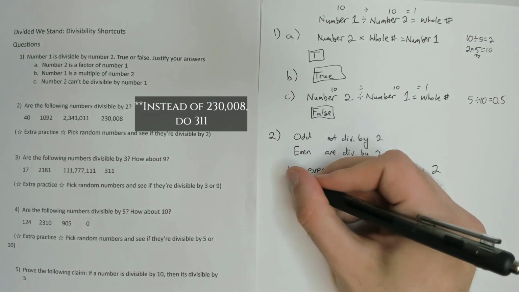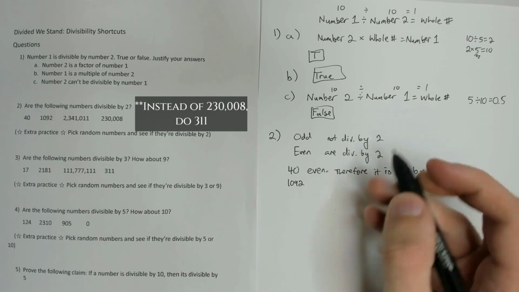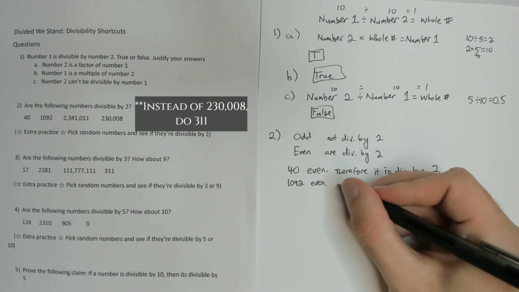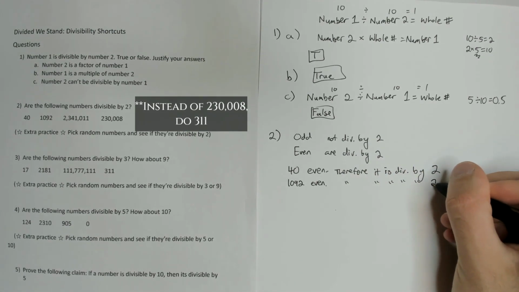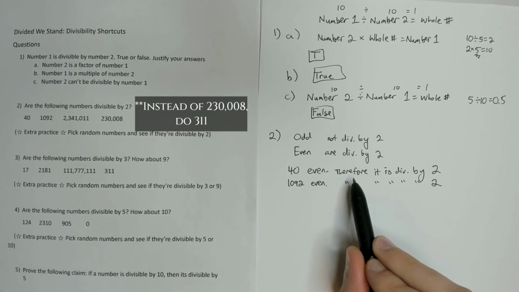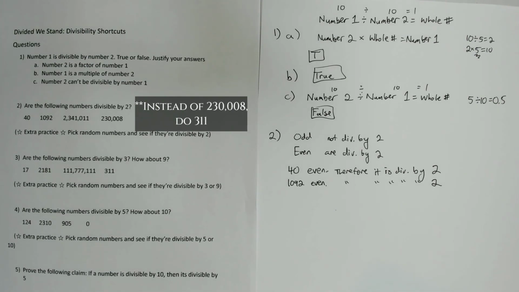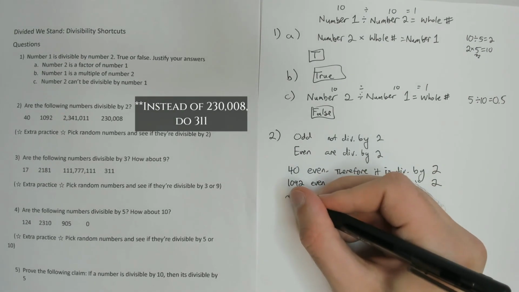All right, the next number is 1092. Is that even or odd? Well, it ends in a 2, so it has to be even. So we can say the exact same thing. Therefore, it is divisible by 2. And if you haven't seen this before, these quotations just mean it's the same as the line above it. These are called dittos, I think. So, ditto.